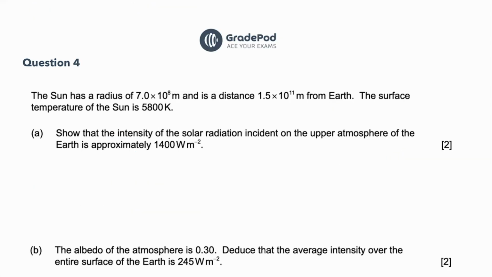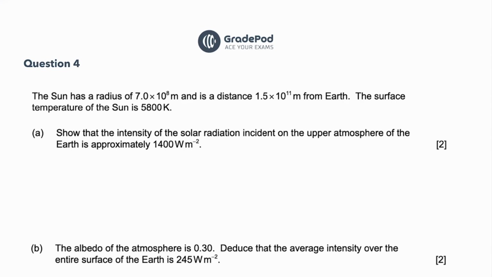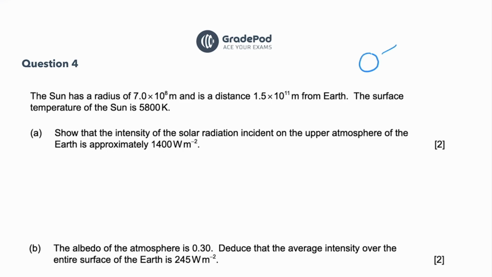Question 4. The Sun has a radius of 7 times 10 to the 8 metres and has a distance of 1.5 times 10 to the 11 metres from Earth. The surface temperature of the Sun is 5,800 Kelvin. We'll draw a little diagram here. So that's the Sun. It's giving out radiation. It has a temperature of 5,800 Kelvin. It is 1.5 times 10 to the 11 metres away from Earth. And it has a radius of 7 times 10 to the 8 metres.